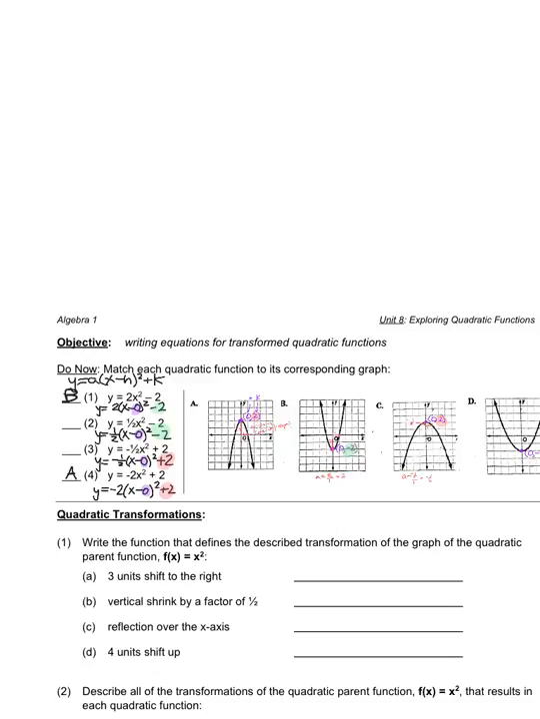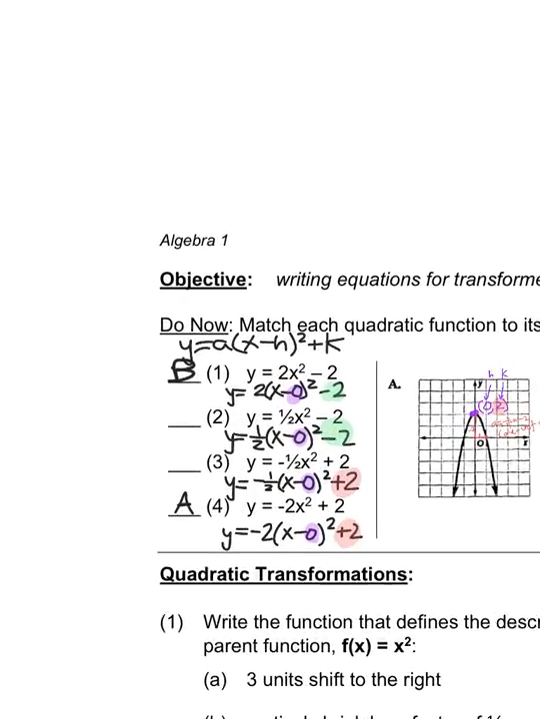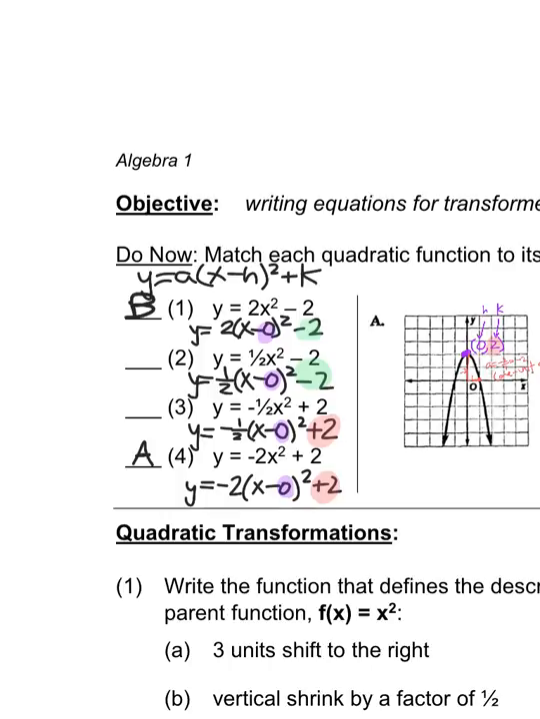A little stray mark down there. C going along with 3. And then by process of elimination, we'd have D going along with 2, but let's take a look.